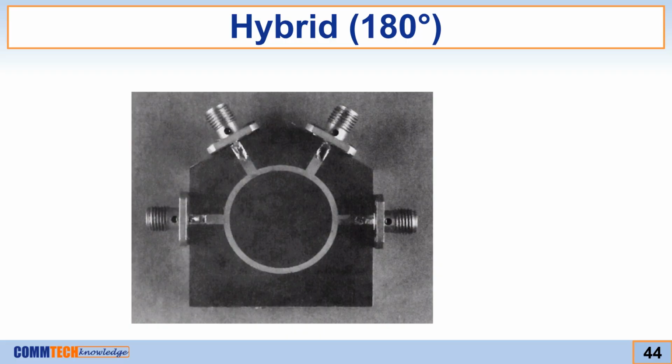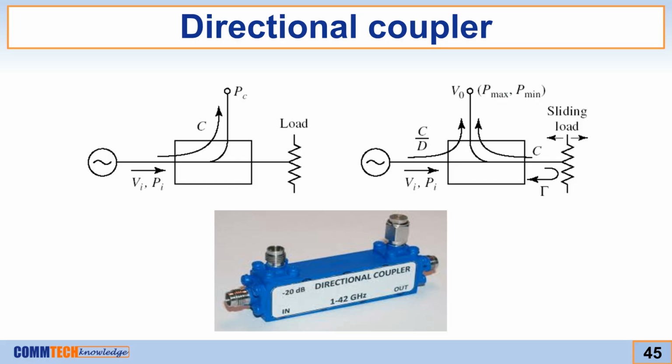This image displays a physical realization of a 180-degree hybrid coupler, often implemented in microstrip or stripline technology. A directional coupler samples a portion of the transmitted power in a transmission line. The diagrams show its operation with a load and how it is used to measure reflection coefficient.